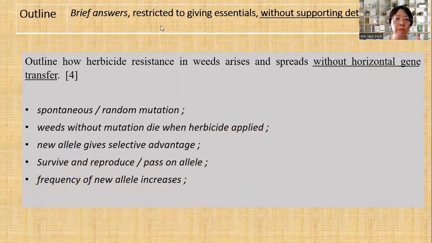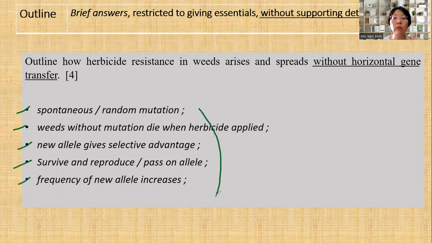Because of spontaneous or random mutation, suddenly a mutation occurs. The weeds without mutation will die when herbicide is applied. The new allele gives selective advantage because it's a favorable allele, favorable phenotype. So those plants will survive and reproduce and pass on the allele to the offspring. Therefore, the frequency of the new allele increases.